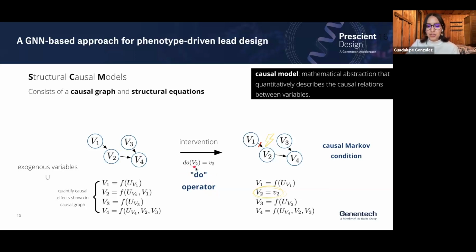When we see do V2 equals lowercase v2, what that means is that we are assigning the value of V2 to an arbitrary value. If it's a knockout experiment, this would be 0. That is also represented in the graph through mutilations. So we see here that when we intervene on V2, V2 doesn't depend on its parents anymore. Whereas before it depended on V1 and its exogenous variable, now it doesn't depend on anything else but the intervention itself.